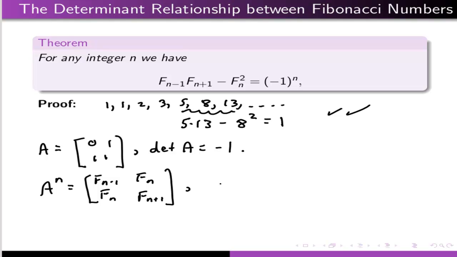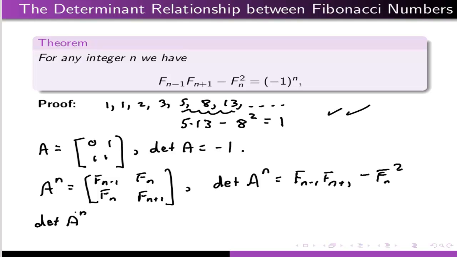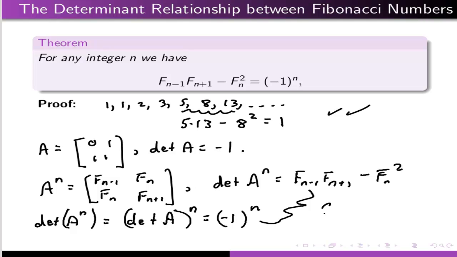So if I look at the determinant of A to the n, that's just going to be exactly this expression on the left-hand side: f_{n-1} f_{n+1} minus f_n squared. We also know, by the nice multiplicative property of determinants, that the determinant of A raised to the nth power is just (-1) to the n. And so putting those two things together, we have proven the theorem.